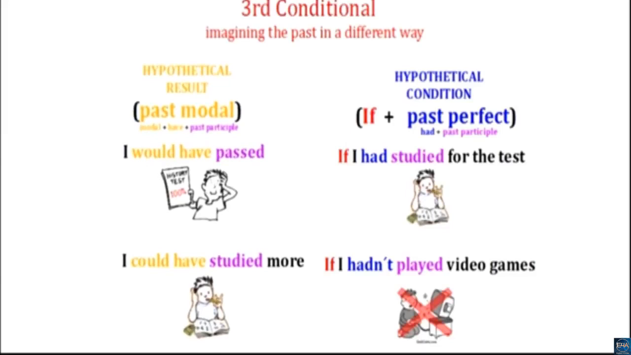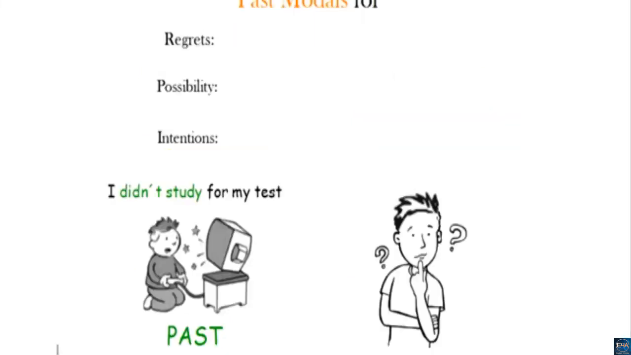So here I can read it like this. I would have passed if I had studied for the test. Or I could have studied more if I hadn't played video games. So again, the order of the third conditional is not necessarily important, but maintaining the grammar for each of the hypothetical result and the hypothetical condition is. That's very important.